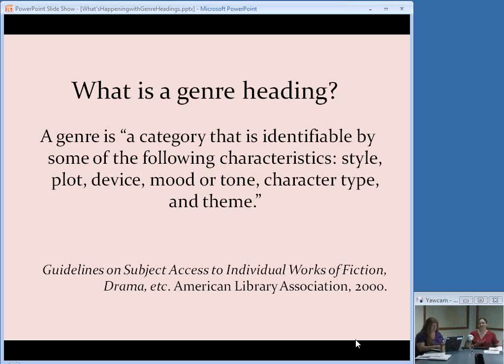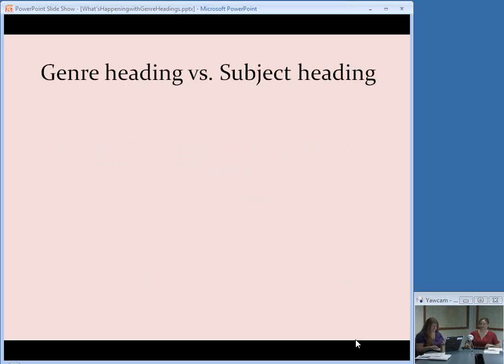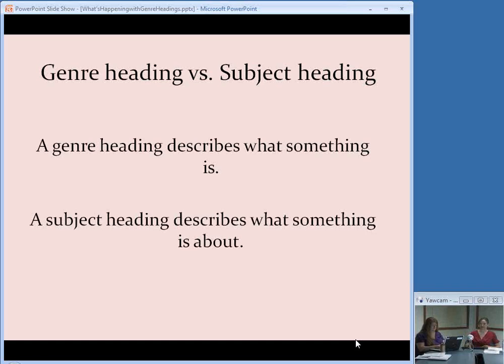So basically, I think of a genre as a category of content. It deals with the intellectual content of an item, but it's a little bit different than what the subject is. It's sort of the category, the type of content you're dealing with. And I kind of alluded to something there that most people, when they're thinking about genre headings and how to define them, want to think about how they're different from subject headings. Why would you use these in addition to subject headings in your catalogs?